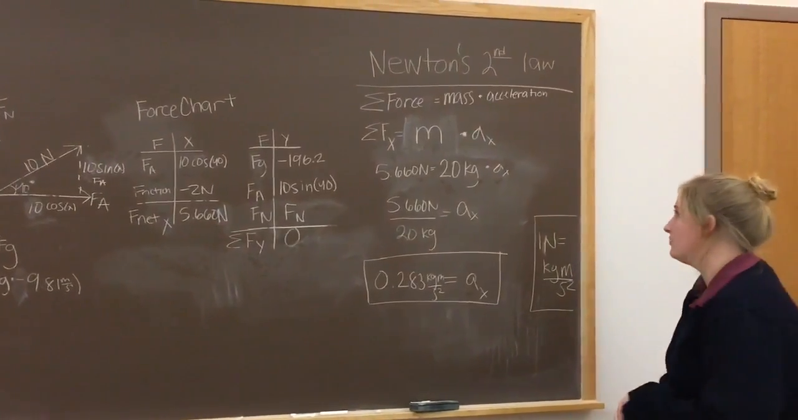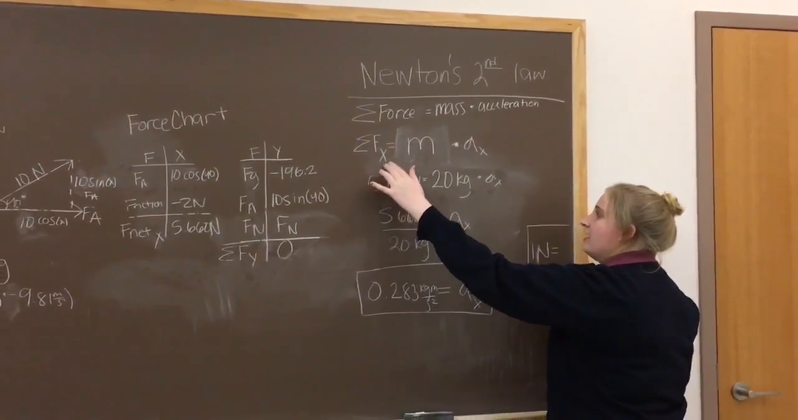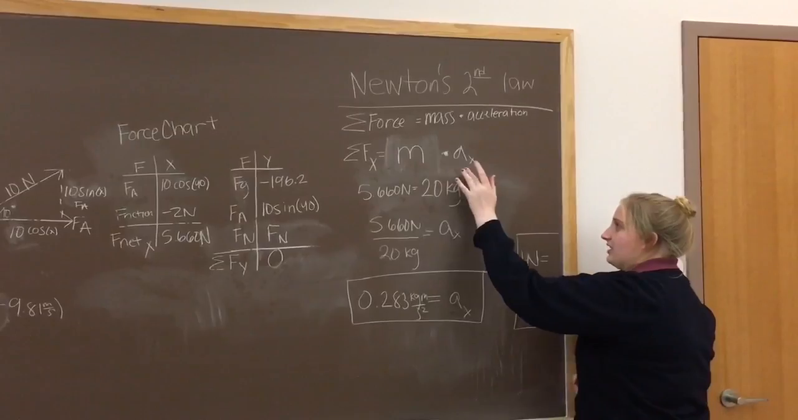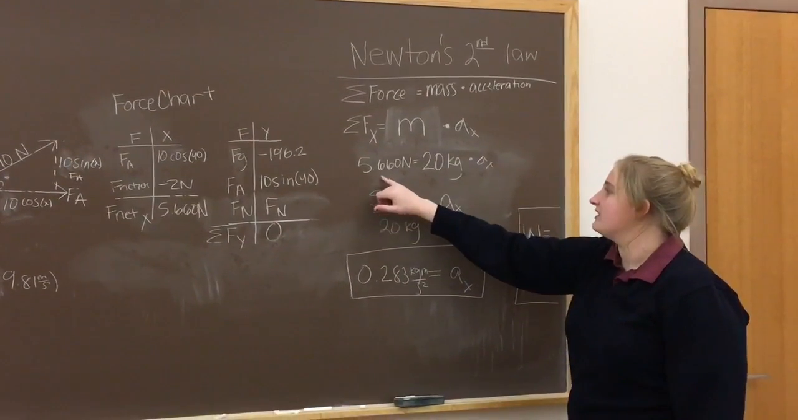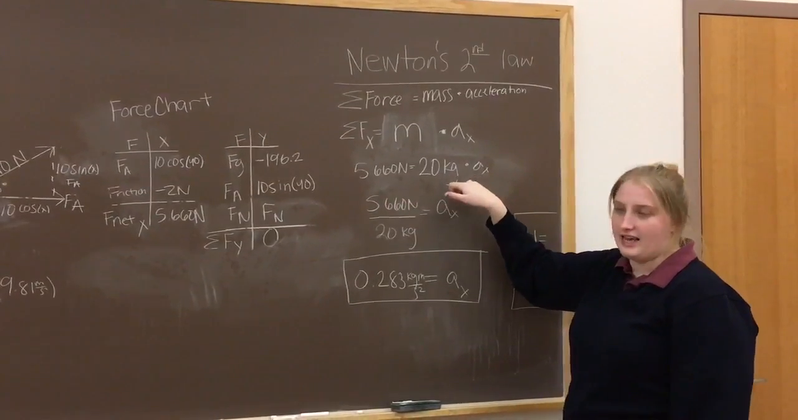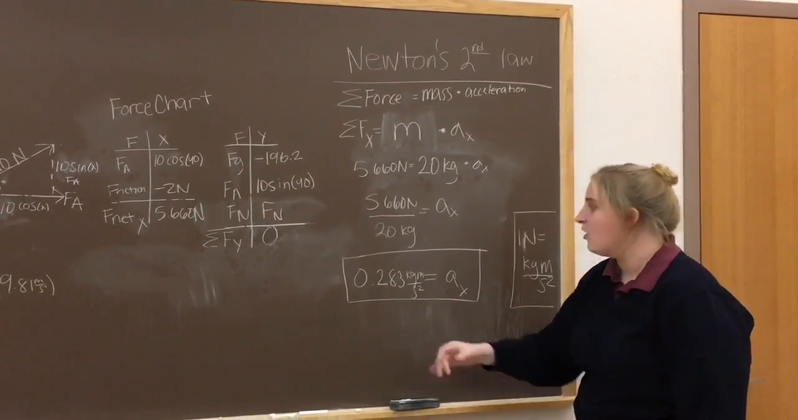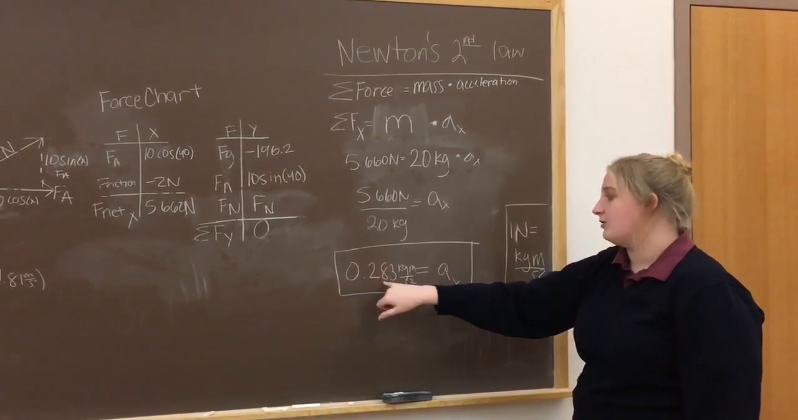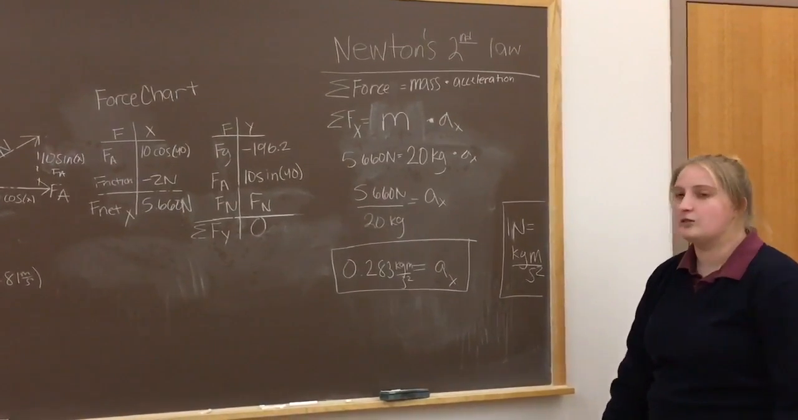with just the x's. And so the force net of all the x's is equal to mass times acceleration sub x. So we can plug in our givens. 5.660 newtons is equal to 20 kilograms times a sub x. After dividing by 20 kilograms on both sides, we get 0.283 meters per second squared is equal to acceleration.